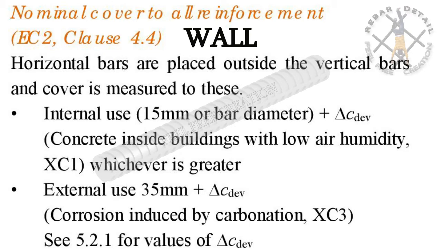Nominal cover for wall. Horizontal bars are placed outside the vertical bars and cover is measured to these. Internal use, 15 mm or bar diameter, plus deviation, whichever is greater, concrete inside buildings with low air humidity, XC1. External use 35 mm and deviation, corrosion induced by carbonation, XC3.